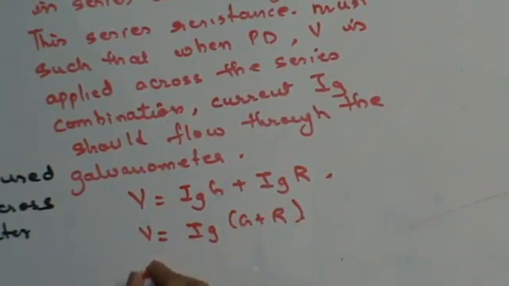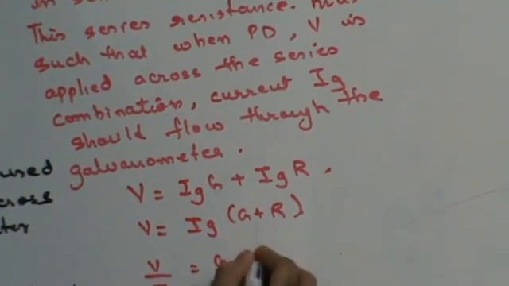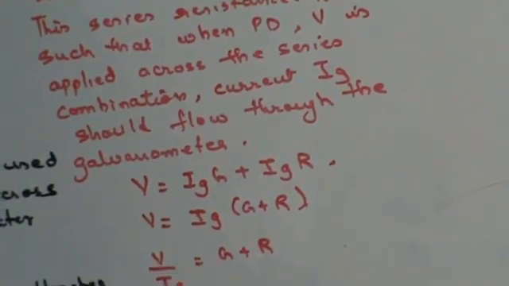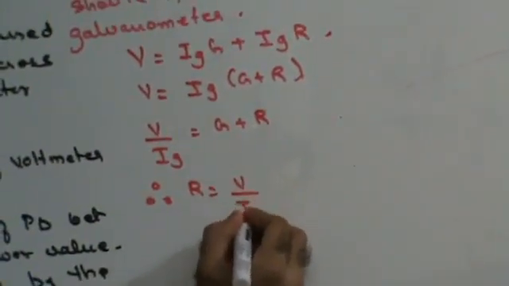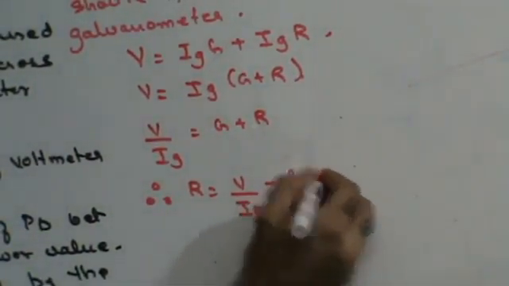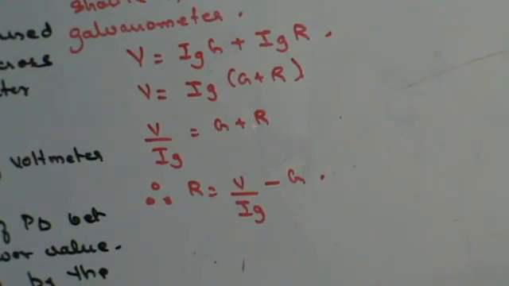In which case V upon Ig is G plus R. Therefore the value of the series resistance is V upon Ig minus G. That tells me the exact value of series resistance that I should connect, so that current Ig gives a full scale deflection. So now we know how to convert a galvanometer into a voltmeter.